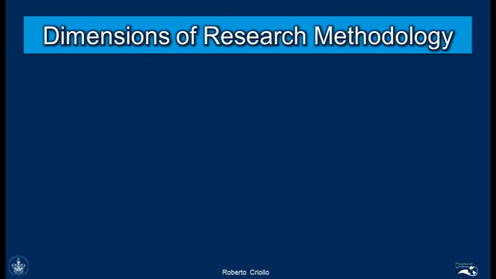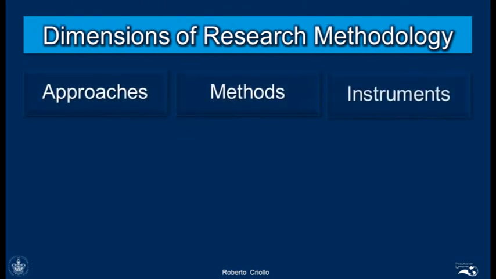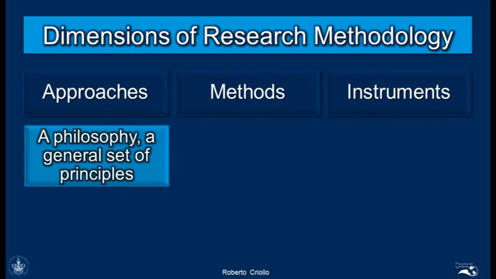Now, first of all, in research we have approaches, and then we have methods, and finally we have data collection instruments. Obviously, the approaches refer to your philosophy or the principles that guide your research. So we need to start off by establishing what science is all about for us, how we see science, how we see the purposes of research, the objectives of research, the ways in which research should be done, and this is what your approach is going to be about.